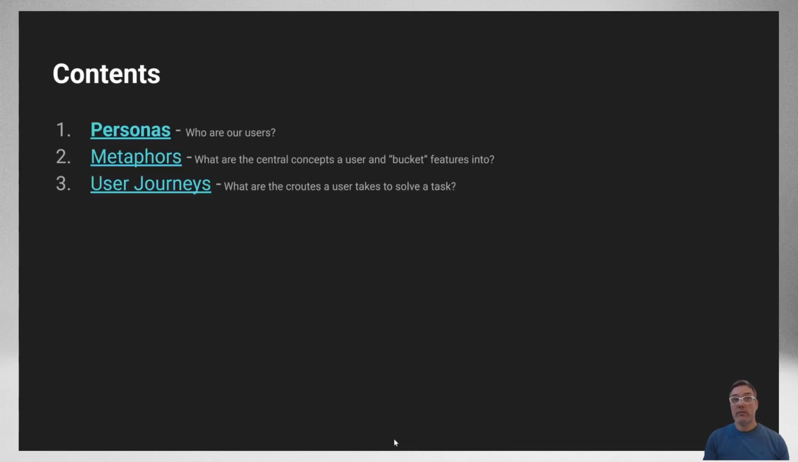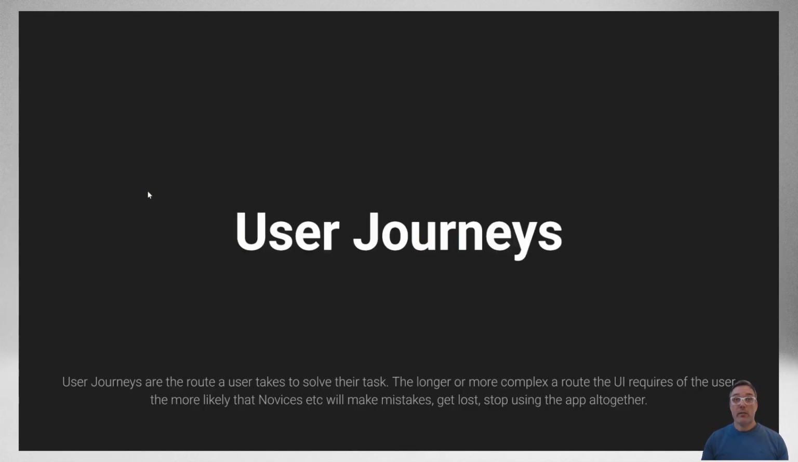So the previous videos that we've done, the first one was on personas, the second one was on metaphors, and today's one's going to be on user journeys. Spelling error, I will fix that later. So user journeys are what I like to think of as the way a user moves through your application, or the route that they might take to solve a particular problem or to accomplish a particular task.